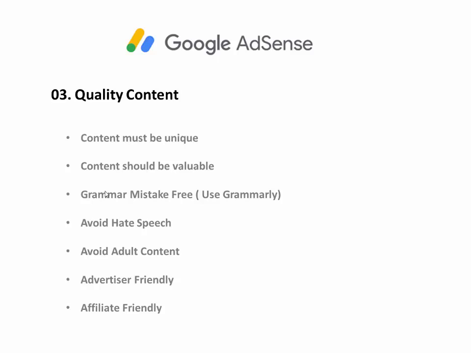First one is your content must be unique. As I told before, if you copy an article from another website and add it to your website, you will never get Google AdSense approval. Also, the idea should be unique too, but the content must be unique. You can check more about this in the Google AdSense program policy. I will put a link in the description.